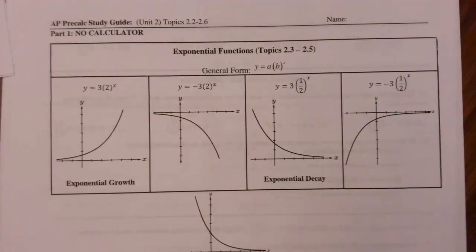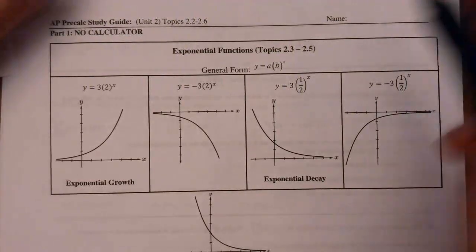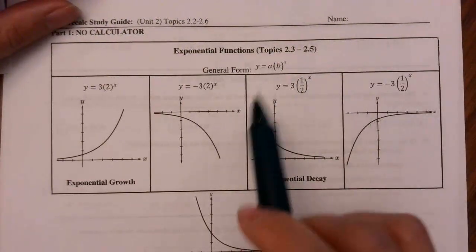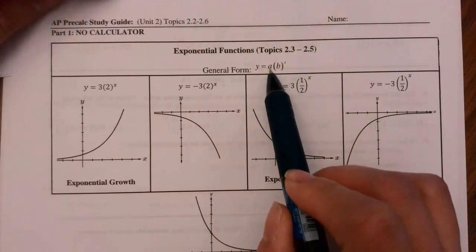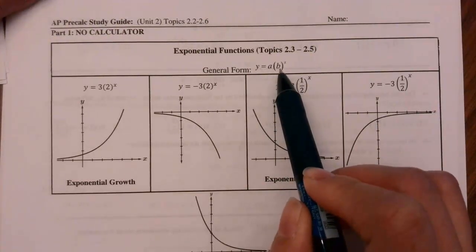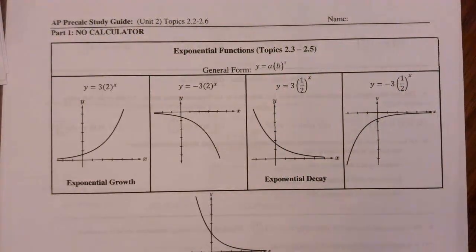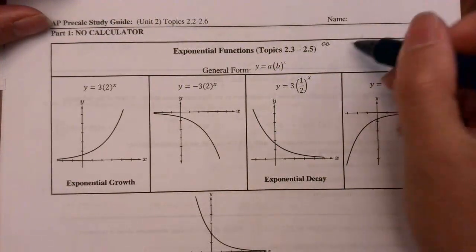All right, if you're doing the precalc study guide, we're going to talk about all the exponent stuff. When you graph the exponential function, please remember the general form is y equals a times b to the x power. A represents the initial value, usually the y-intercept, and b represents the base. When you graph anything, assuming a is positive, always start with the base, please.